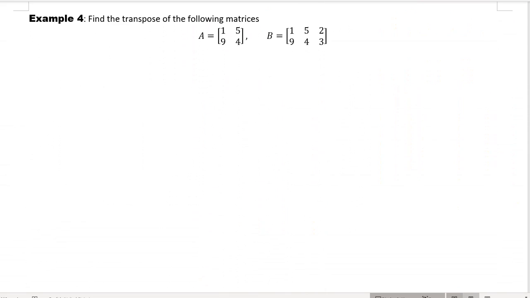Next, example 4. Find the transpose of the following matrices. Alright, so let's see. This is A, and so A transpose is, okay, rows become columns or columns become rows. So you can see 1, 5, we put 1, 5 here. 9, 4, the second row, now we put it as the second column, 9, 4. And how about B transpose? Okay, 1, 5, 2, 1, 5, 2, 9, 4, 3.